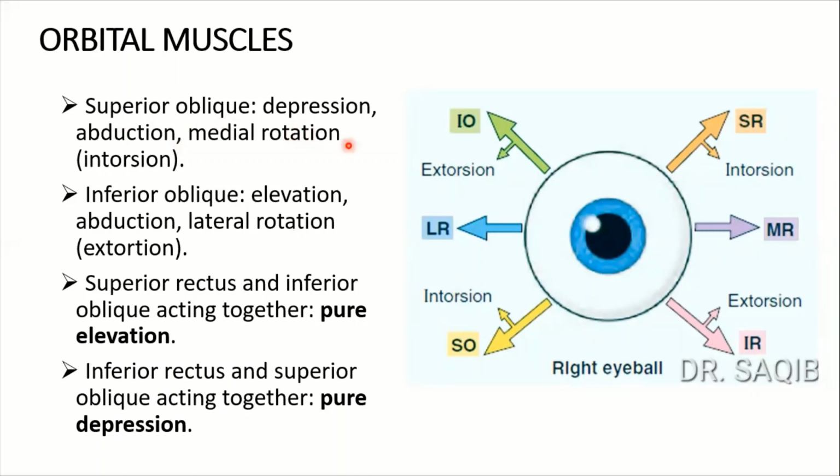So superior oblique, this is very interesting again. Though it is superior oblique, the movement is depression. The muscle is superior oblique, but it brings about depression. And also the abduction, the lateral side, right? And the medial rotation, which is the intorsion, right? It will pull the eyeball like this, so it will bring about the medial rotation.